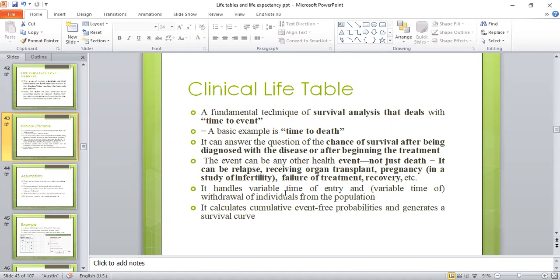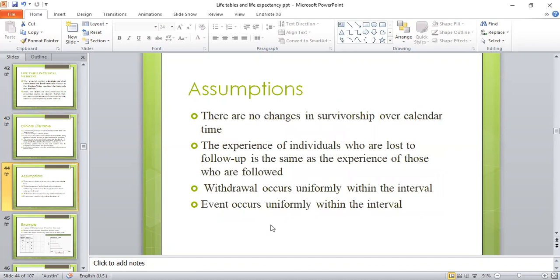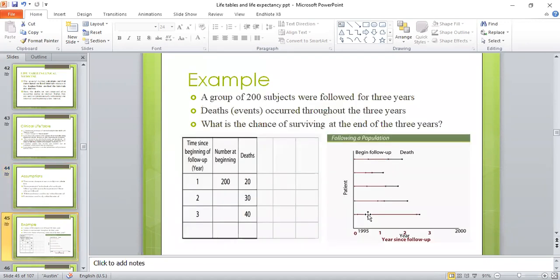It handles variable time of entry and withdrawal of individuals from the population. It calculates cumulative event-free probabilities and generates survival curves in the clinical life table. The assumptions of clinical life table development are that there is no change in survivorship over calendar time, the experience of individuals who are lost to follow-up is the same as the experience of those who are followed, withdrawals occur uniformly within the interval, and events occur uniformly within the interval.